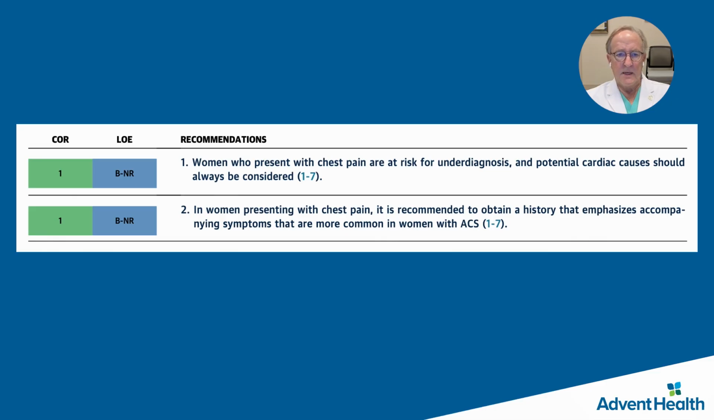In terms of women, the 2021 guidelines were really the first chest pain guidelines to point out, as a level 1B point, that women who present with chest pain are at risk for underdiagnosis, and potential cardiac causes should always be considered. The reason for this statement in 2021 was a number of studies which showed that women who just present with chest pain, regardless of whether they have obstructive coronary disease, have a very high 3 to 5 year event rate for various cardiac adverse cardiovascular events.